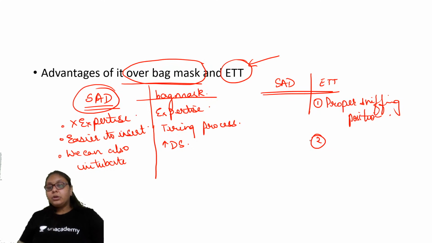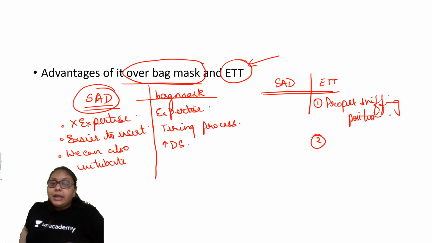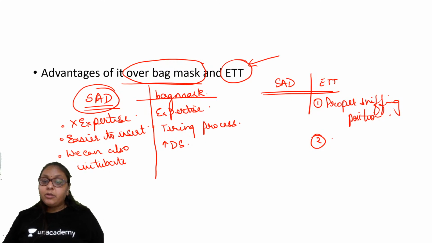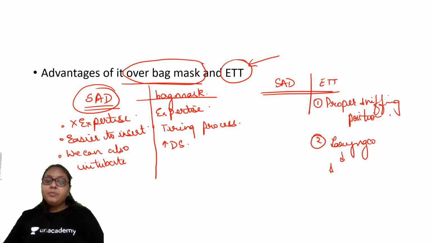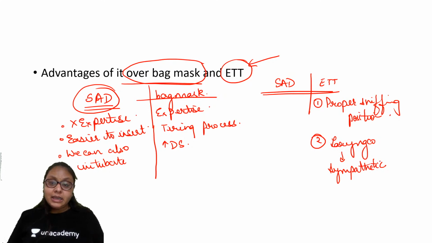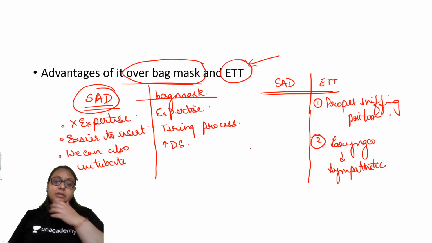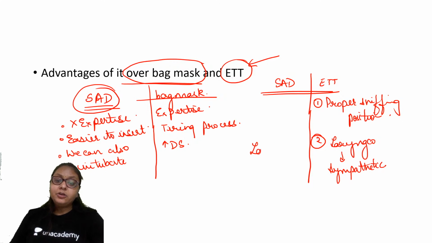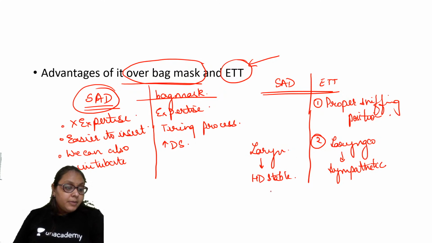Second, endotracheal tube intubation requires laryngoscopy, which causes sympathetic stimulation, and therefore the patient might have hemodynamic instability. In the supraglottic airway devices, laryngoscopy is not needed and the patient is more hemodynamically stable.